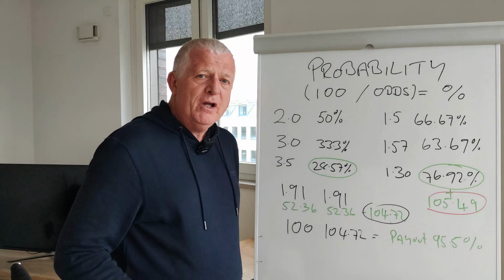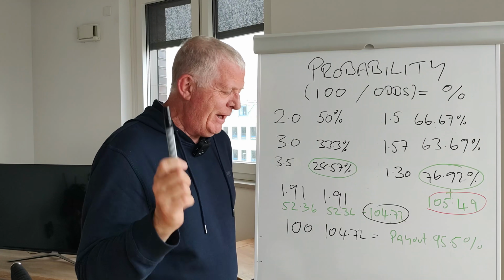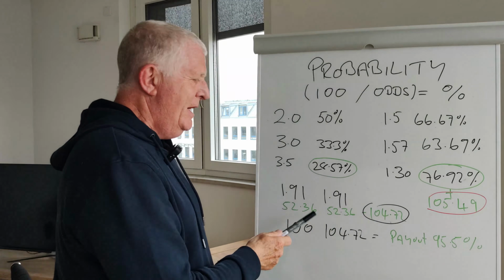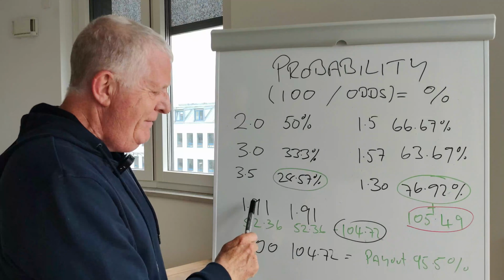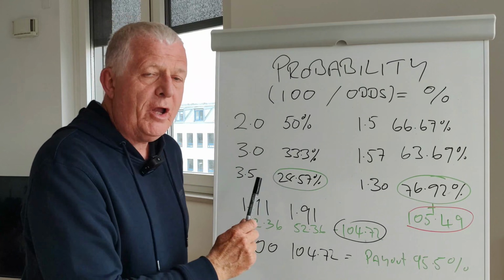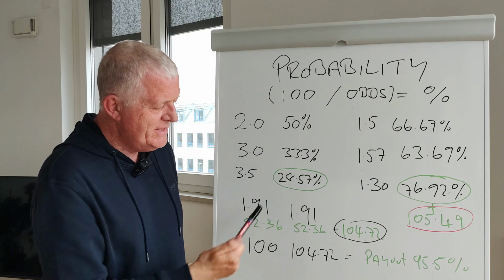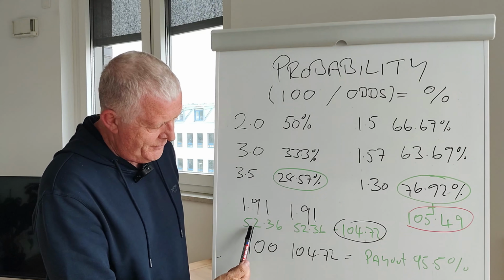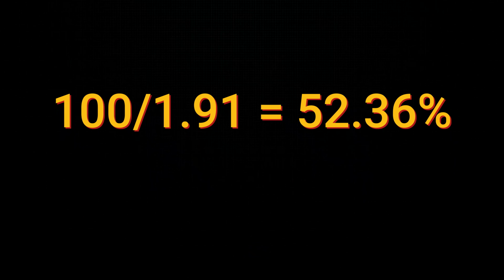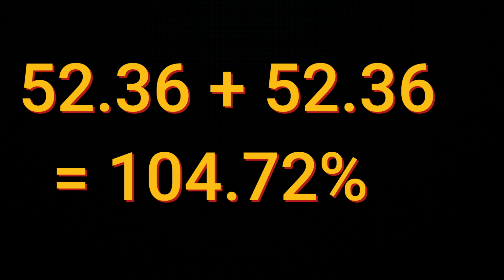Now, to work out the bookmaker's edge, the house edge, the sportsbook's house edge, let's just take an example. If it was 1.91, 1.91, which would be the traditional handicap, wouldn't it? So 100 divided by 1.91 is 52.36%. Now, obviously, you've just got to times this by 2 in this instance, so it's 104.72%.